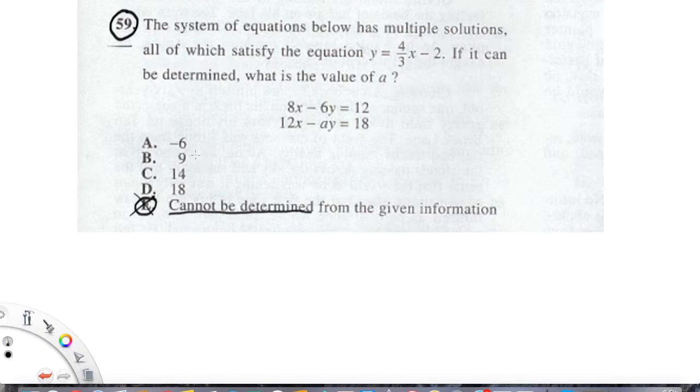I also noticed something here. If I was really close to guessing, I would probably guess -6, 9, or 18. Probably 9 or 18 because these numbers are all pretty related. And there's some sort of a pattern going on here. So I'd probably guess A, B, or D if I was randomly guessing.